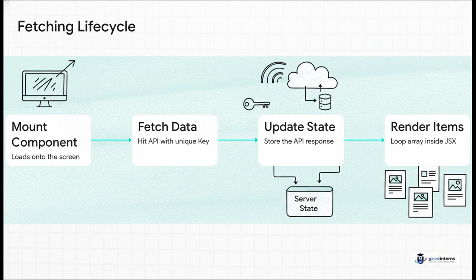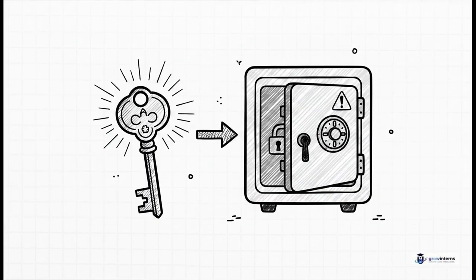We take that fresh array of news data stored in our state, we loop through it directly inside our JSX, and we dynamically generate a beautifully formatted news item component for every single article in that array. It's like clockwork. Oh, and I have to pause here for a really critical security tip.